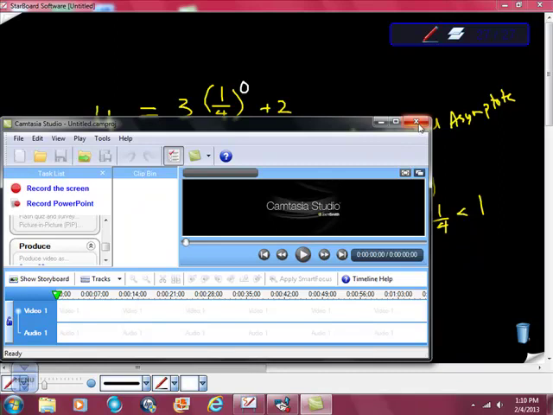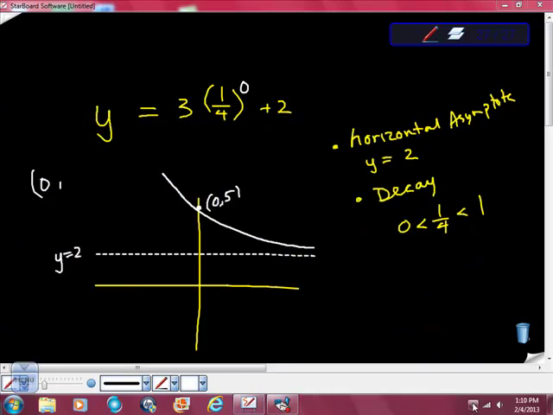How'd you get that 5? Just had 3 and 2? Yeah, I took x to the 0 power because I'm looking for the y-intercept here. And 1/4 to the 0 power is 1. 3 times 1 is 3, plus 2 is 5. Maybe turn these in. Is that all right?